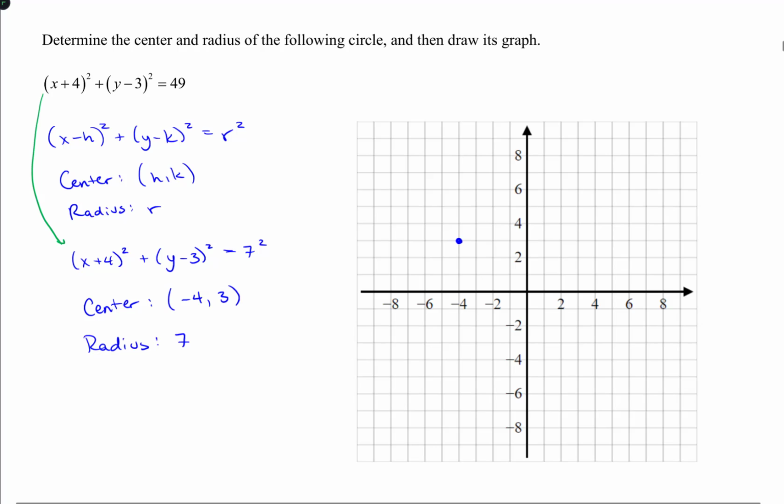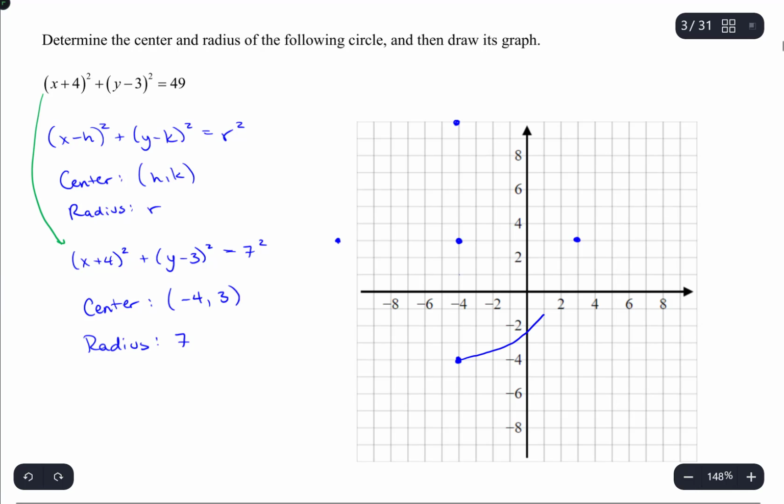And then to get a radius of 7, I would need to go 1, 2, 3, 4, 5, 6, 7 to the right, 7 to the left, 7 above, and 7 below. And those points there give me some decent reference values in order to sketch in the best circle that I can, although it's probably not going to look perfect by any means, but if your center and your radius is correct, that's good enough.